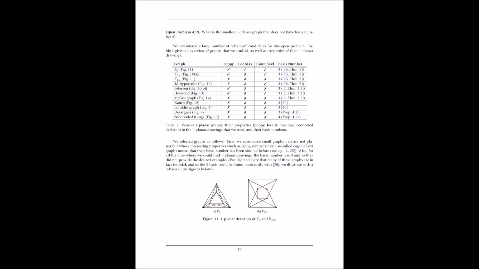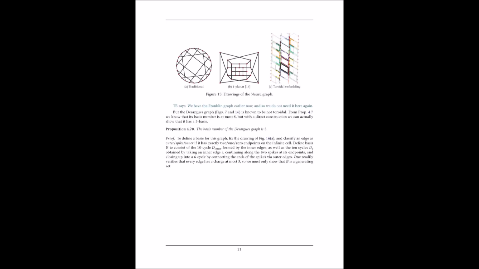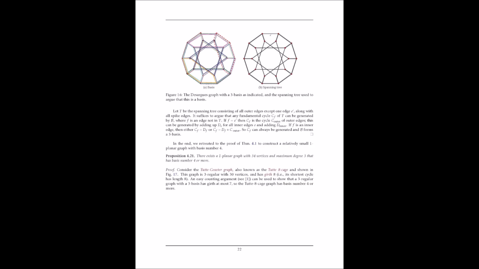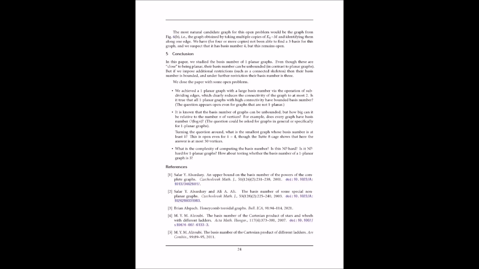But why is this new set a 3 basis? How do we know that each edge in the graph has a charge of at most 3? That's where the cleverness of the construction and the importance of the balanced orientation become clear. Remember, we excluded those crossing surrounding cycles from the skeleton's generating set. This means the only cycles that use those skirt walk edges are the ones from those poppy bases we carefully constructed. So by excluding those crossing surrounding cycles from the skeleton's generating set, we've isolated the skirt walks to be part of only the poppy bases.